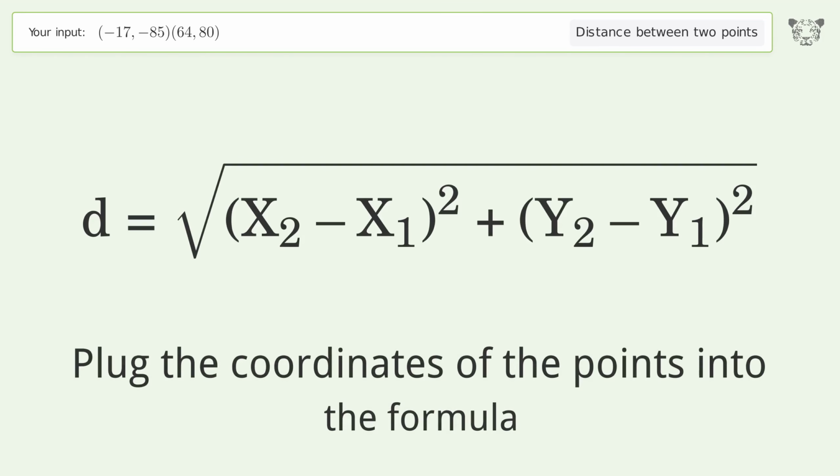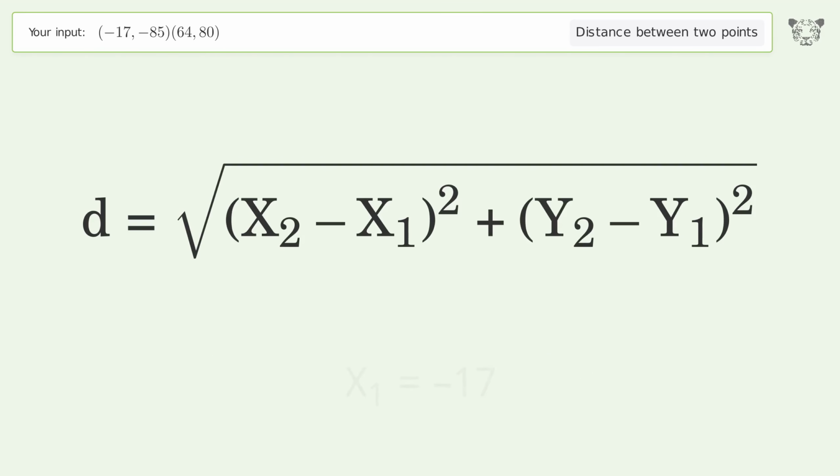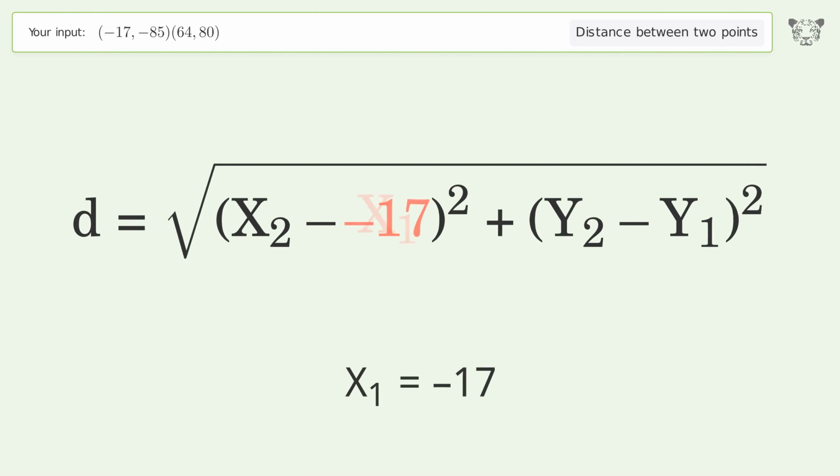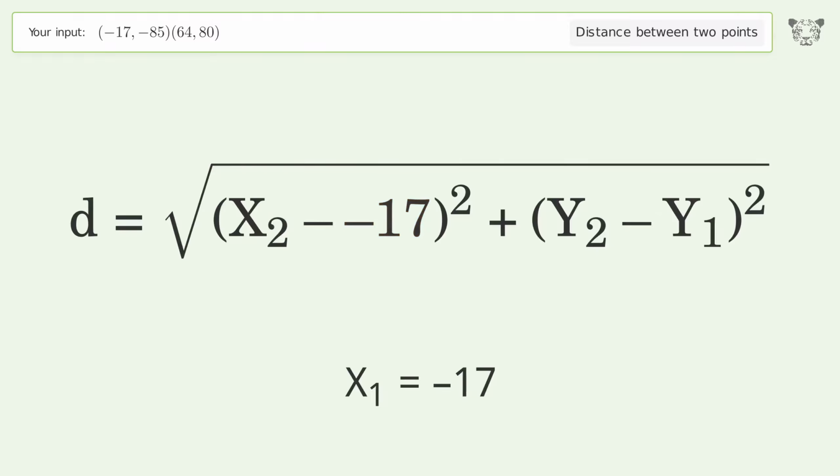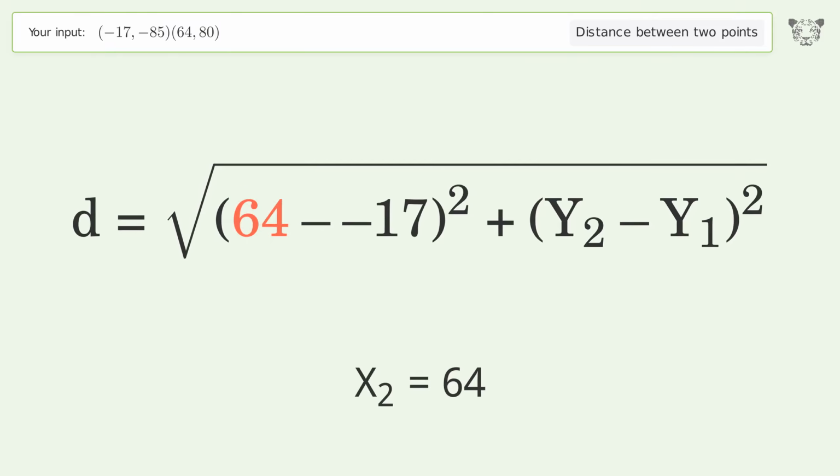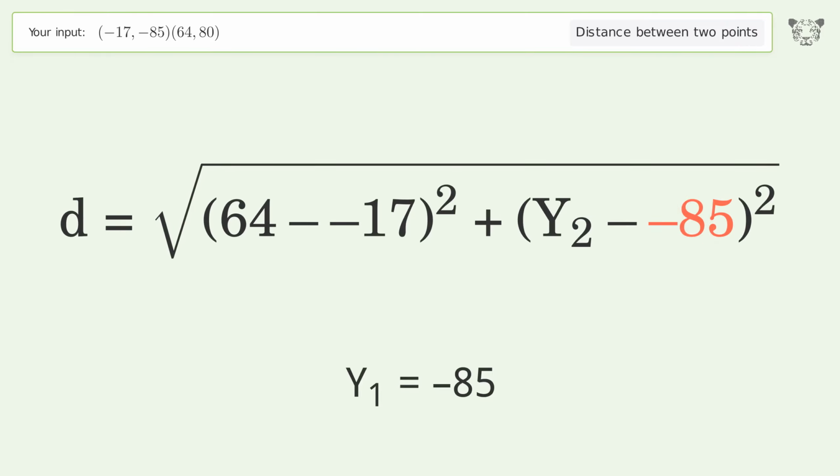Plug the coordinates of the points into the formula. x1 equals -17. x2 equals 64. y1 equals -85. y2 equals 80.